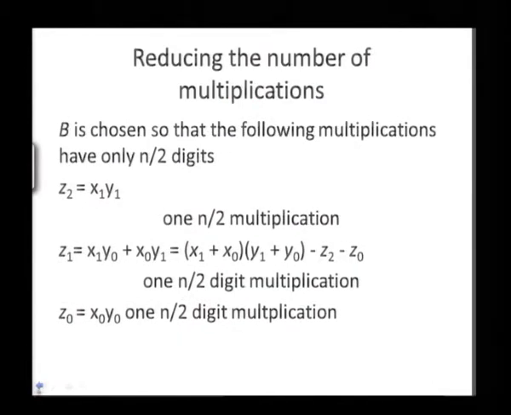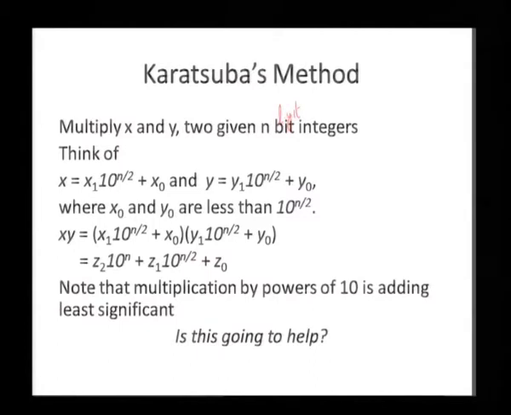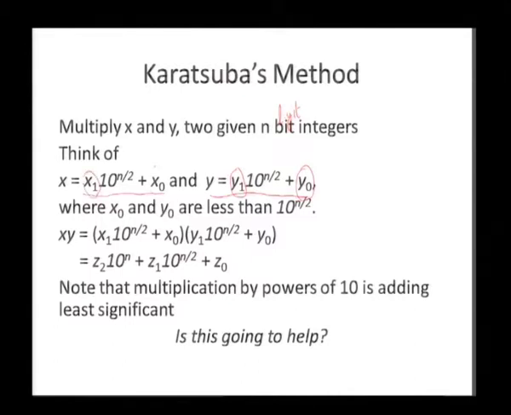We did see this through an example. We saw this through this example. Now, let us just focus on the values of y0, y1, x1 and x0. We have already seen that x0 and y0 are smaller than 10 to the power of n by 2. Now, let us just look at xy, the product that we are interested in, and see how this can be rewritten. This can be rewritten by just expanding this term out.